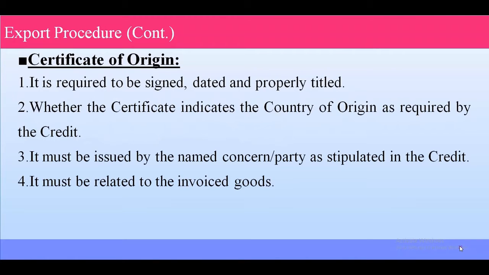Certificate of origin. 1. It is required to be signed, dated, and properly titled. 2. Whether the certificate indicates the country of origin as required by the credit. 3. It must be issued by the named concern or party as stipulated in the credit. 4. It must be related to the invoiced goods.